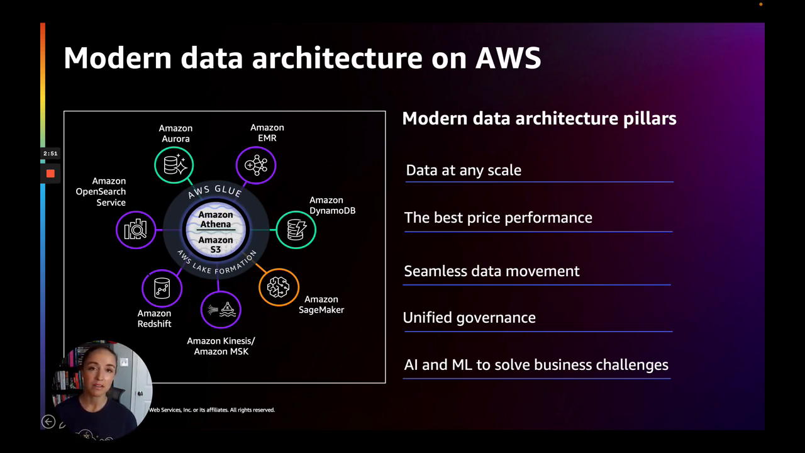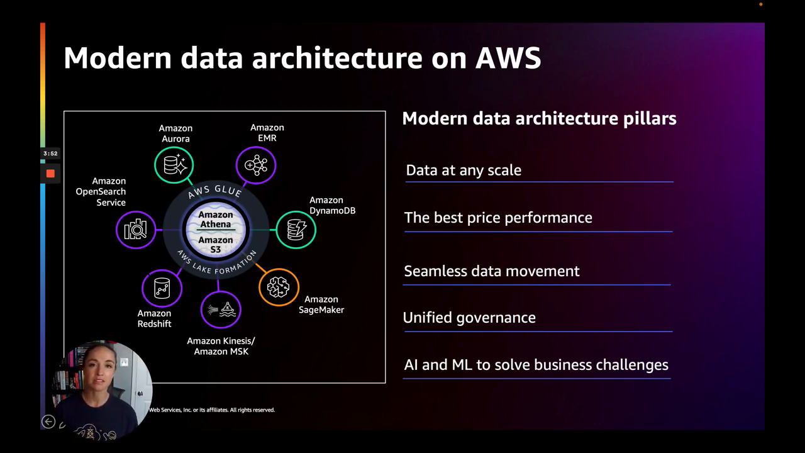The second pillar is best price performance. The idea is that by using the ideal tool for a specific use case, you achieve the best price to performance ratio. For example, you could store the majority of your data in an S3-based data lake and just move the relevant data sets into your data warehouse when you need it for reports.